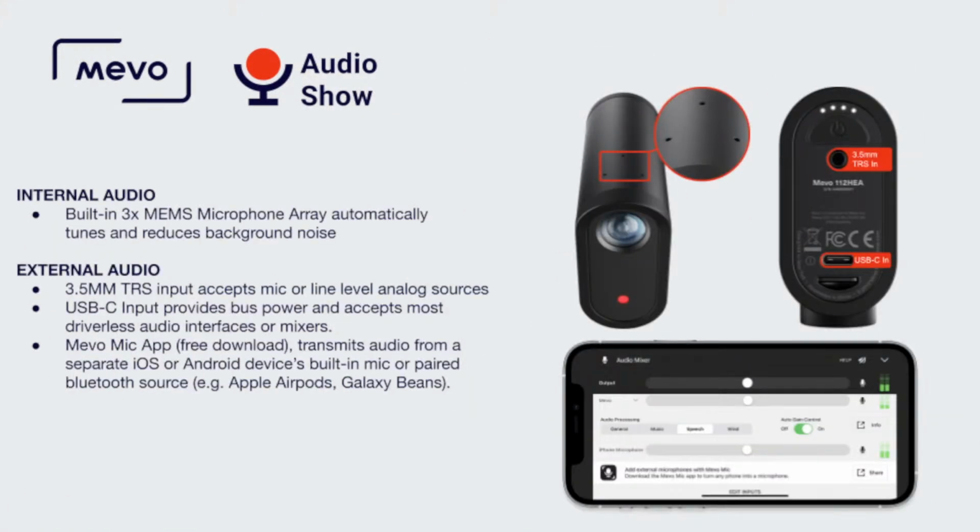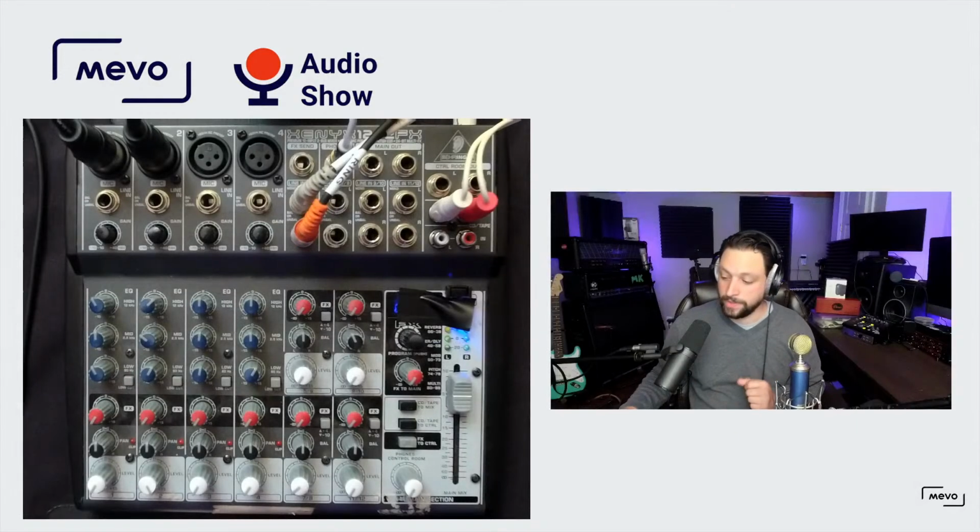So right there. If you look on the top right, the 3.5 millimeter input looks very similar to a headphone jack. That is on the back of the Mevo Start, and that's what I'm coming in from my mixer. Now, the reason why I say it's good for you to have a mixer, especially if you're doing podcasting, is you can do different things.